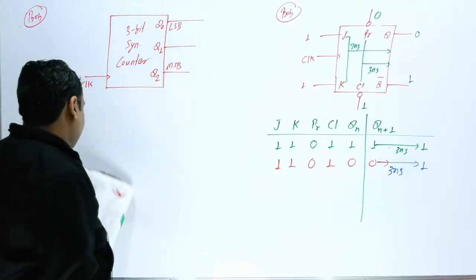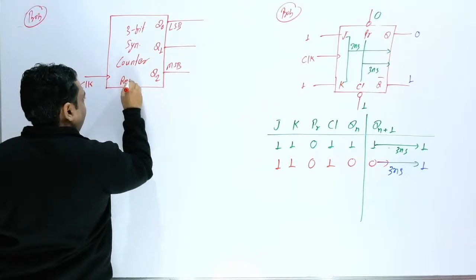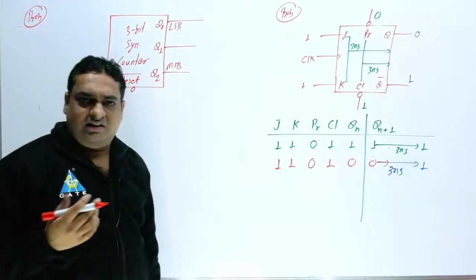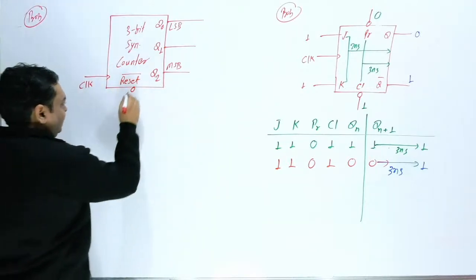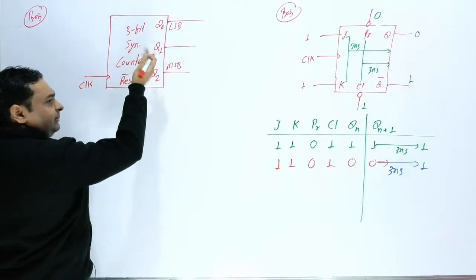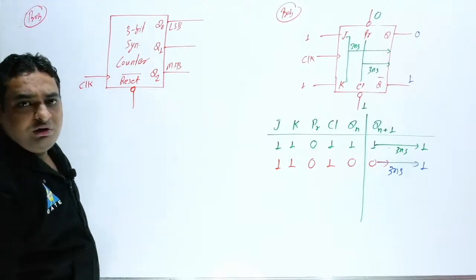Now here this point is given. This is reset. Sometimes the examiner can also write reset bar. This is the examiner's choice. But here there is a bubble, so this is active low. So when this is 0, this will be reset. Reset means clear. And when this is 1, this will not be reset.